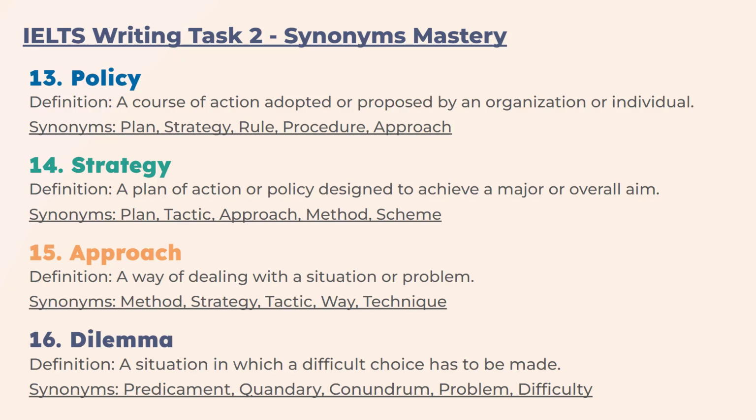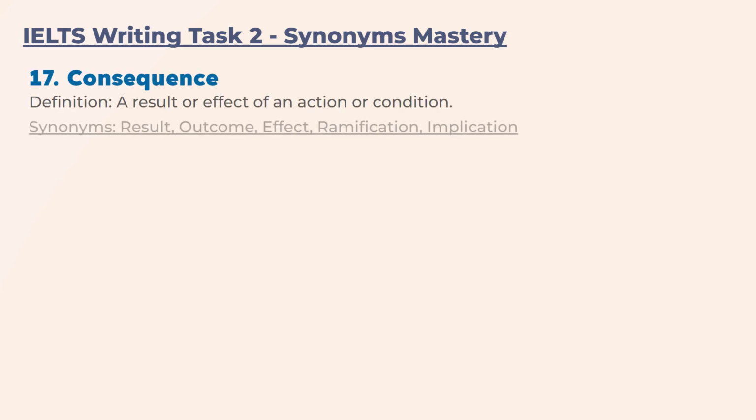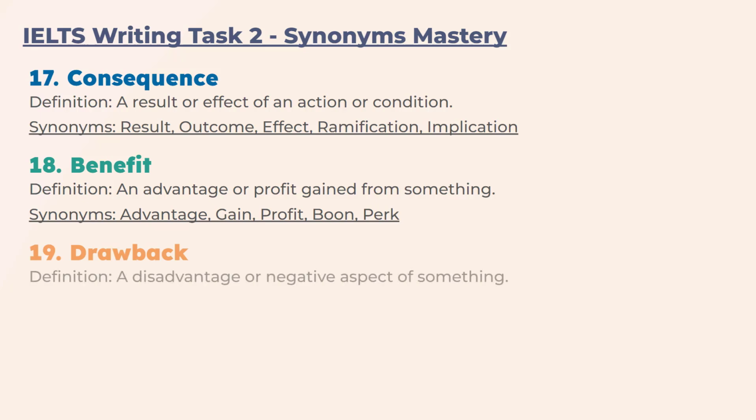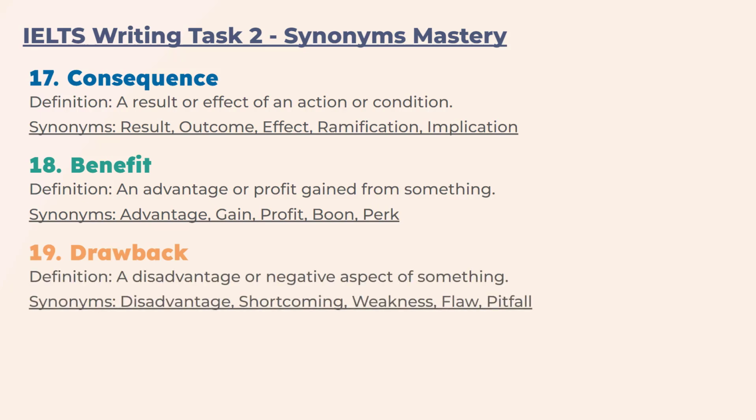And our last group of essential synonym root words. Consequence, a result or effect of an action happening. Benefit, we often explore the positives and negatives, advantages and disadvantages, so this is an important word. An advantage or profit gained from something. Drawback, another very useful word there, but good to know the synonyms. Drawback, of course, is a disadvantage or negative aspect of something.